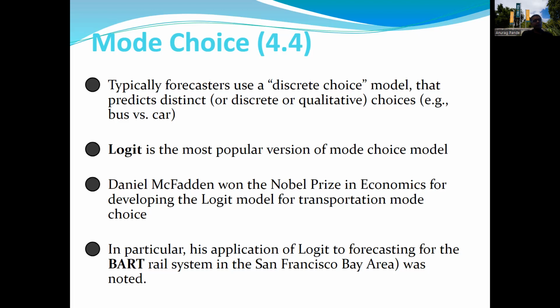Daniel McFadden won the Nobel Prize in economics for developing the Logit model to get the mode choice estimation done for the San Francisco BART, Bay Area Rapid Transit. So he applied the Logit model to forecasting for the BART rail system. This was an interesting tidbit about the mode choice model: typically, in transportation planning, you're not winning Nobel Prizes, but Daniel McFadden did win for this particular work. He won the Nobel Prize in economics. So this is something interesting trivia here.